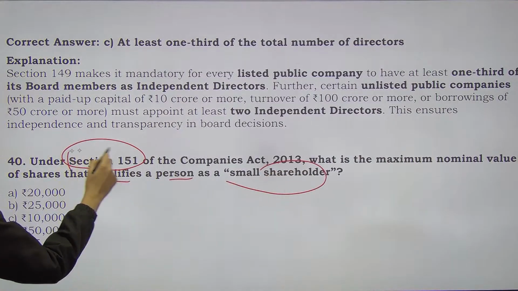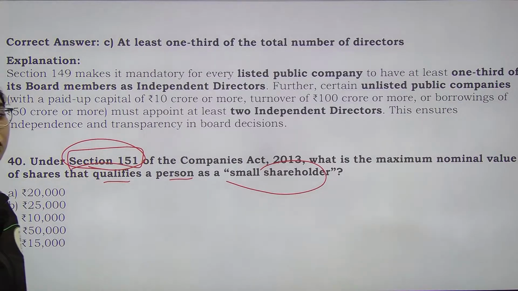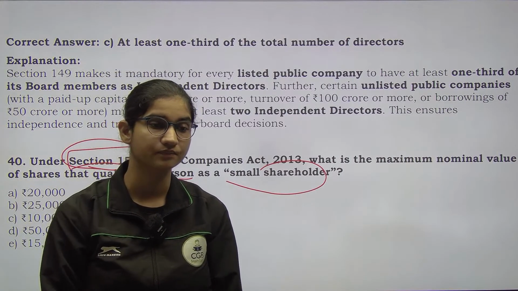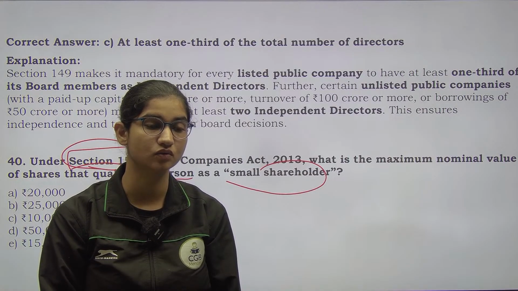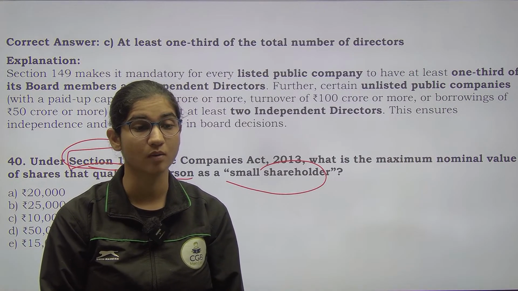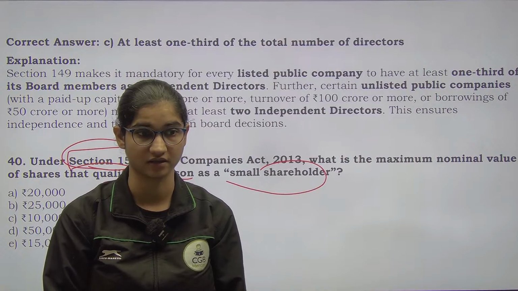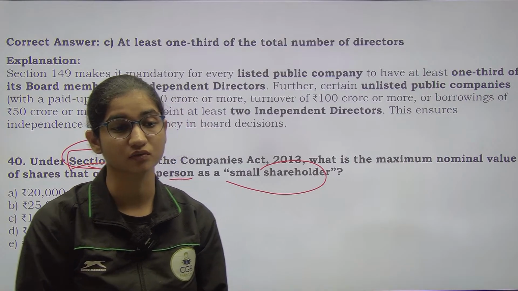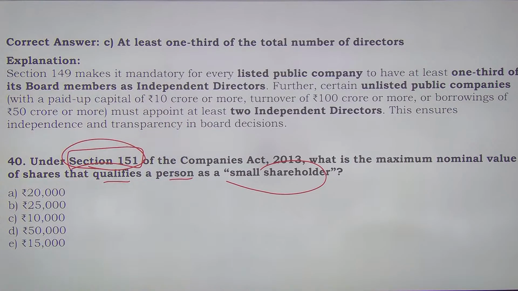So Section 151 talks about who is a small shareholder and what are the provisions for a company to appoint a small shareholder director, right? So the question is asking you how much nominal value of share capital a person is holding will qualify as a small shareholder. So please let me know the answer. Whether it is 20,000, 25,000, 10,000, 50,000 or 15,000.